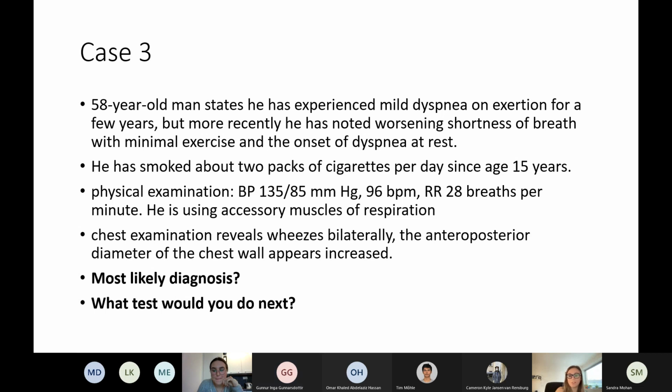So we want to do an ABG as well, because the problem is that he's got a very high respiratory rate, and we don't want him to go into some kind of respiratory acidosis, which we'd have to fix. But what about any imaging? Would you want to do any imaging of this guy? Chest X-ray. Bingo.